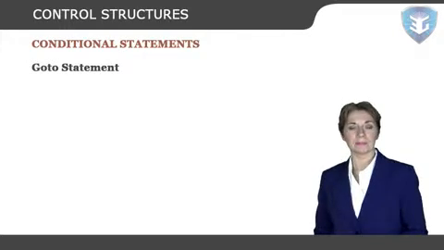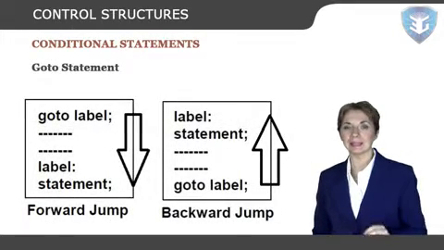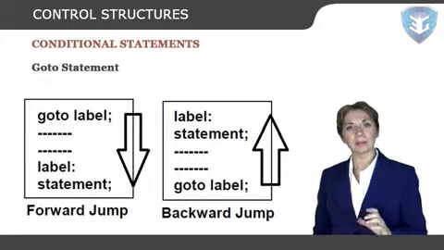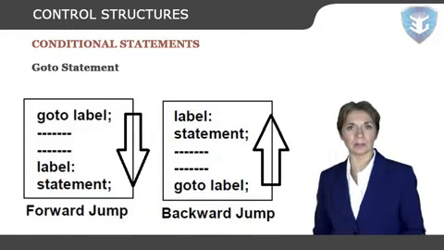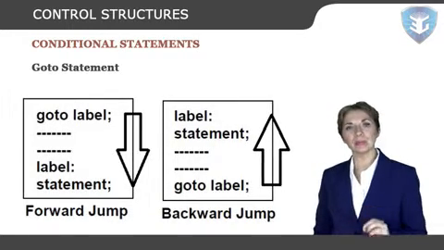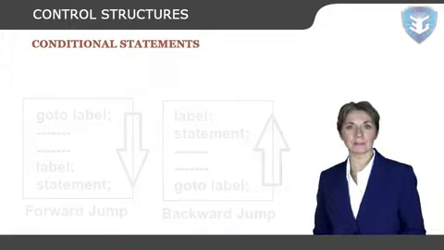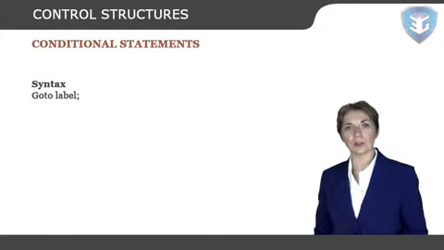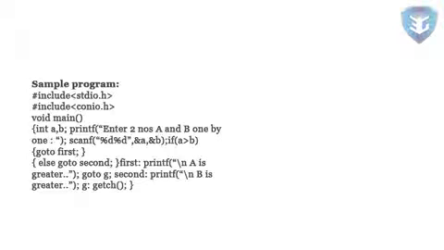Goto statement. A goto statement in C programming language provides an unconditional jump from the goto to a labeled statement in the same function. Syntax is shown on the screen. Look at the screen for a sample program of goto statement.